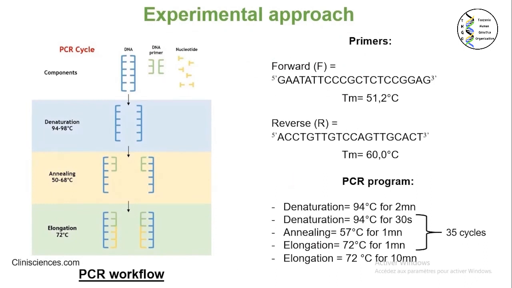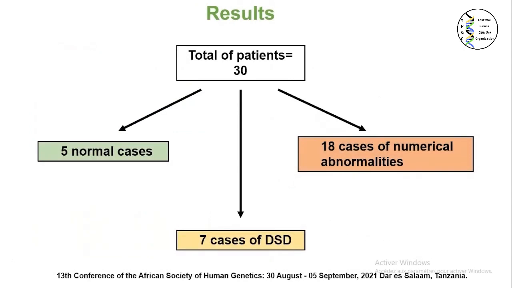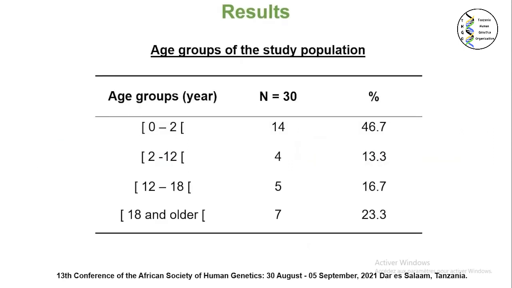The results we obtained are the following. For a total of 30 patients, we had 80 cases of numerical abnormalities and 7 cases of disorders of sex development. The age groups of our study population were as shown in this table. For 0 to 2 years, we have 40 cases. 2 to 12 years, 4 cases. 12 to 18, 5 cases. And for those over 18 and others, 7.